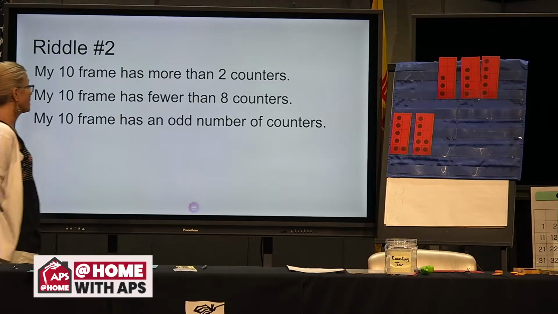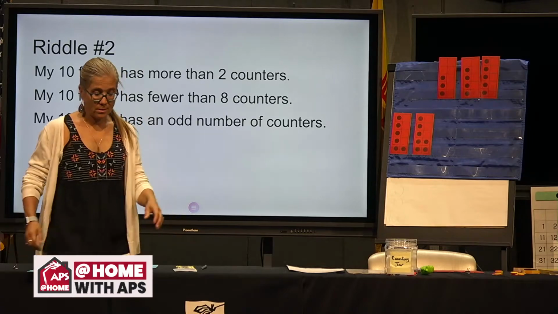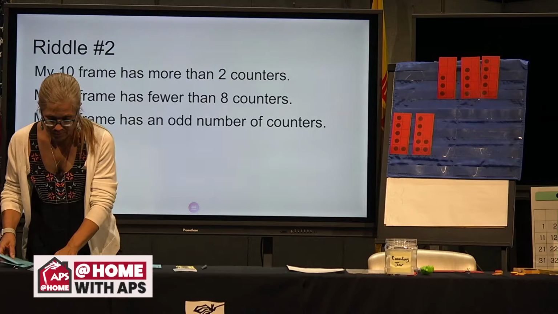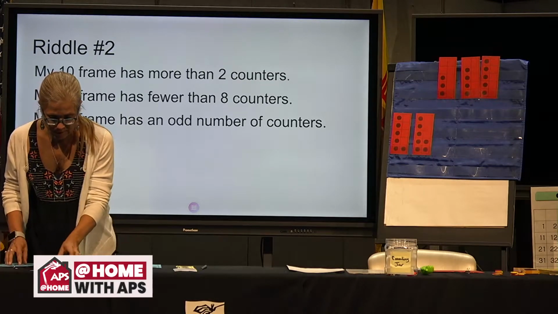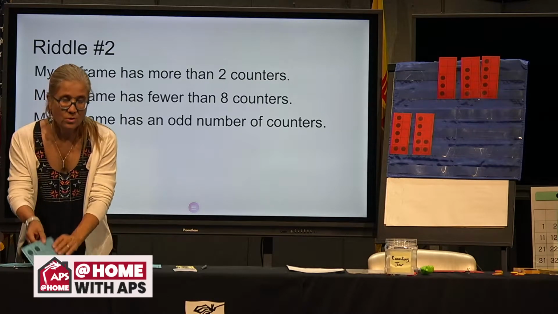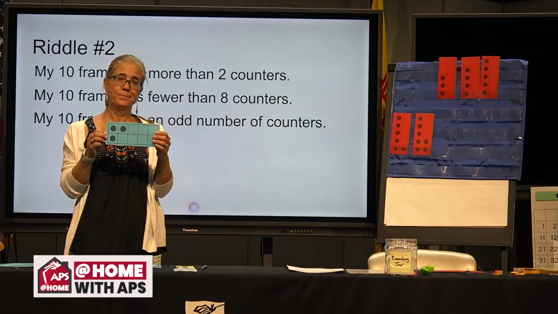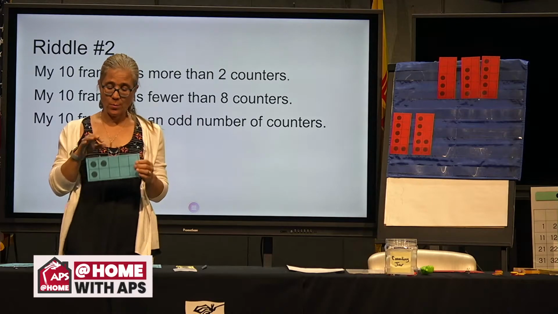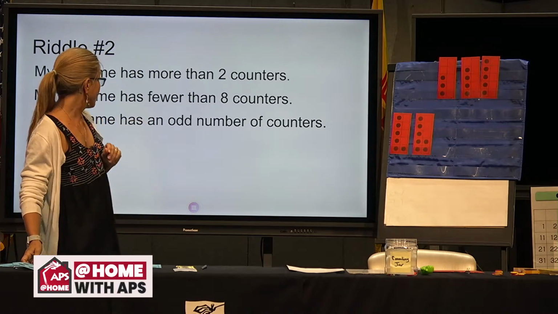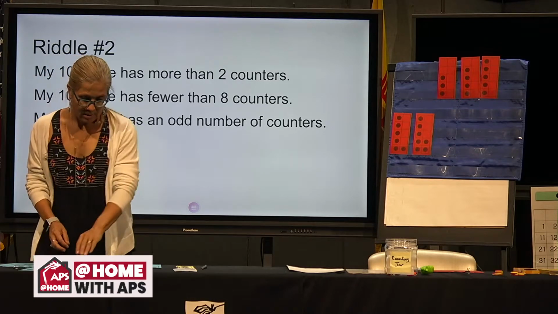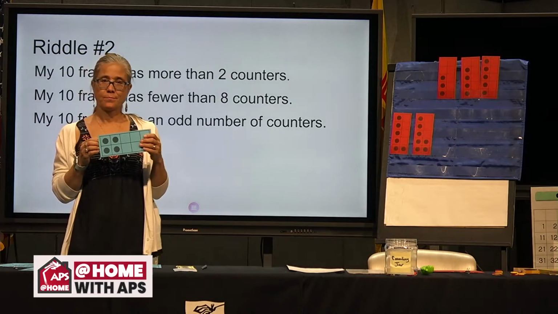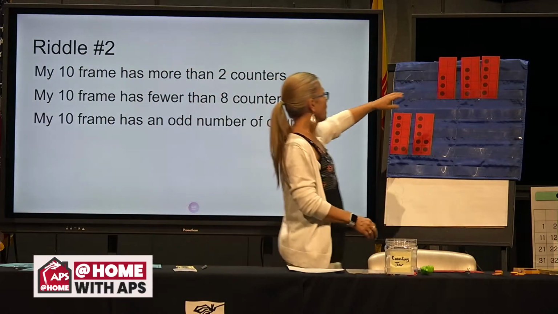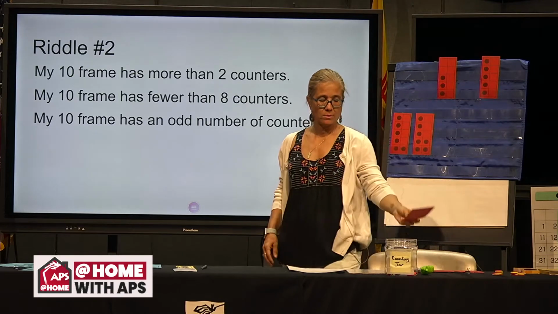My 10 frame has an odd number of counters. So let's look. Which of these are even or odd? We'll use our pairwise to help us with that. Here's 3. Even or odd? That's right, it's odd because it has this one extra one when you partner them up. So odd can stay up there and the 3 can stay up there. How about the 4? Nope, it's an even number, so we have to take 4 out. We can rule that out.